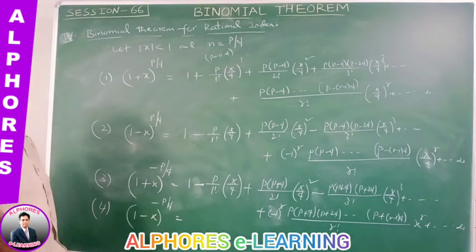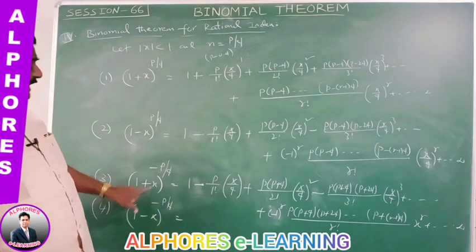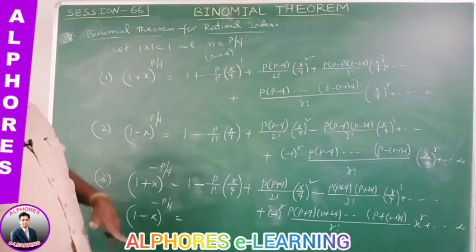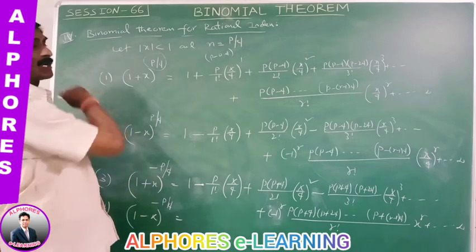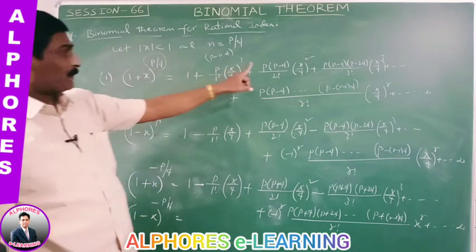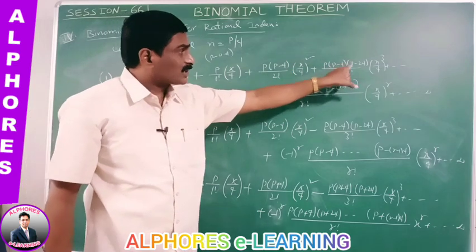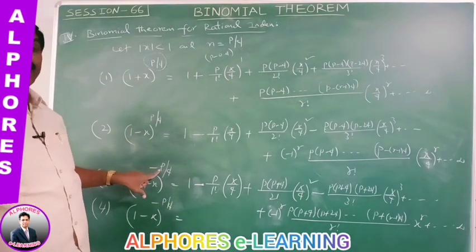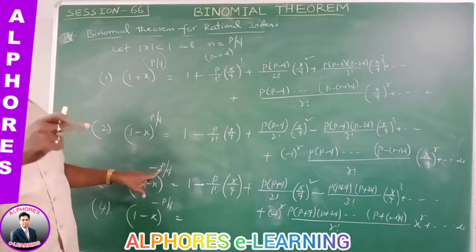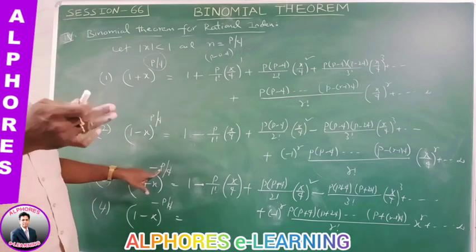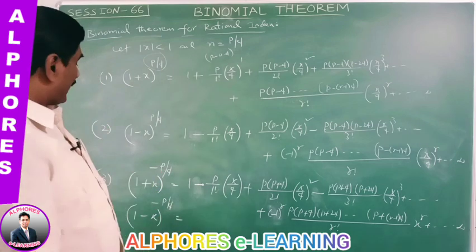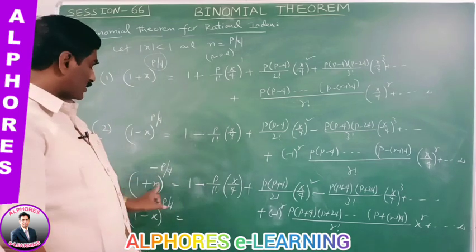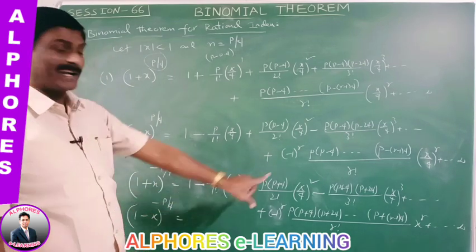Next, third one, 1 plus x whole power minus p by q. Please observe this value. In the previous case, the index is positive, so we get p minus q, p into p minus q into p minus 2q in this way. Here the index is negative. Negative means we get p plus q, p plus 2q in this way. Okay, here 1 plus x whole power minus p by q is equal to, here plus, here minus. We get alternate plus and minus.